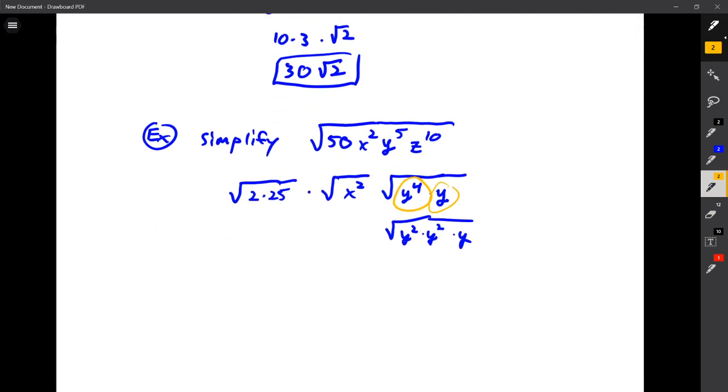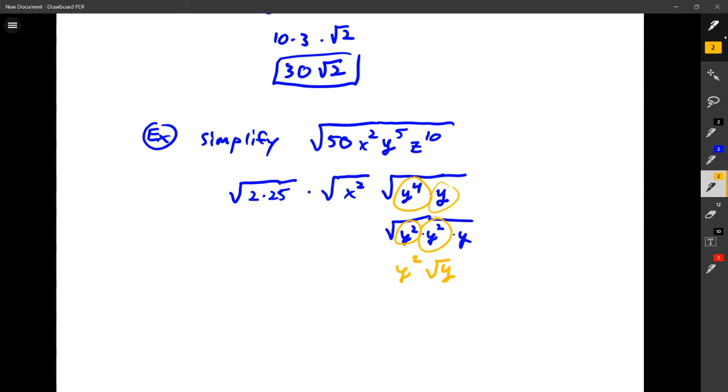Or if you prefer, you could look at it as anything that is something times itself comes out of the square root. So here we have a y squared times a y squared. That would leave us with a y squared outside the square root, and we're left with this y inside the square root. That's another way of looking at what's going on.